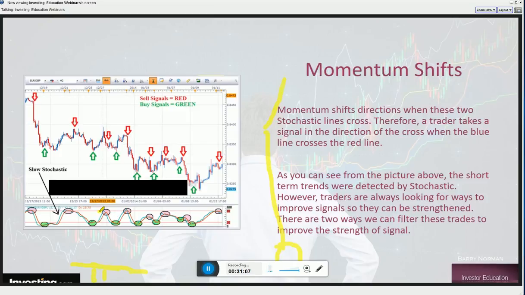Again, I use my MACD. I am a firm supporter of MACD. It's one of my favorite indicators. Lots of people like using the crossovers from stochastics. As you can see from this picture, the short-term trends were detected by stochastics. However, traders are always looking for ways to improve signals so they can be strengthened. There are two ways we can filter these trades to improve our signals. Now, all of this starts to sound complicated, but today, because we have all of this computer-generated stuff, and these are basically just formulas, let's go over to our charts again.